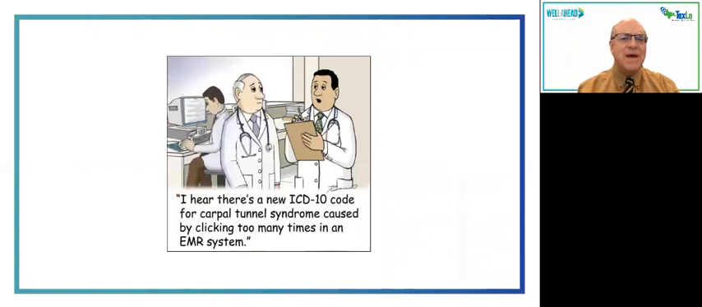So to start off with, I'll have a little cartoon here. I hear there's a new ICD-10 code for carpal tunnel syndrome caused by clicking too many times in an EMR system. Well, many of us probably have developed this ICD-10 code for our own health because of how much we have to click and how much we have to do to actually bill for our services and document our services. But there have been some changes recently that I think somewhat helps ease some of those burdens. At least that's what they were designed to do.